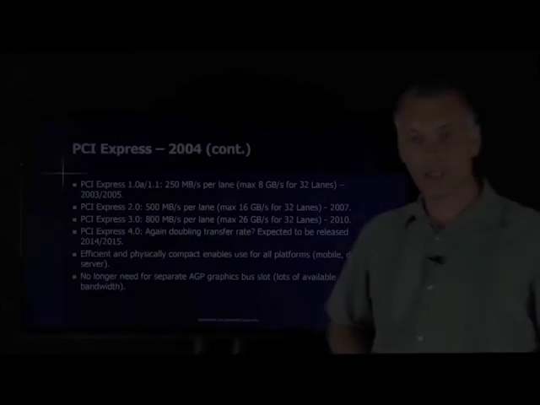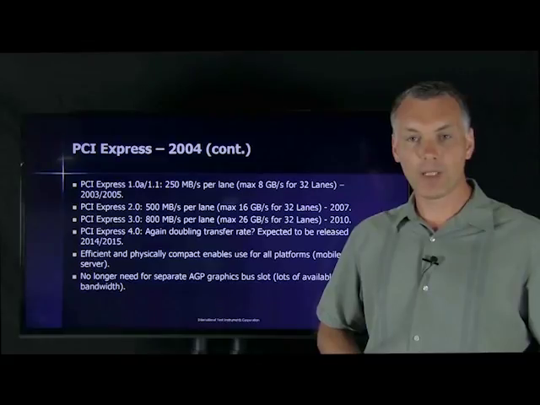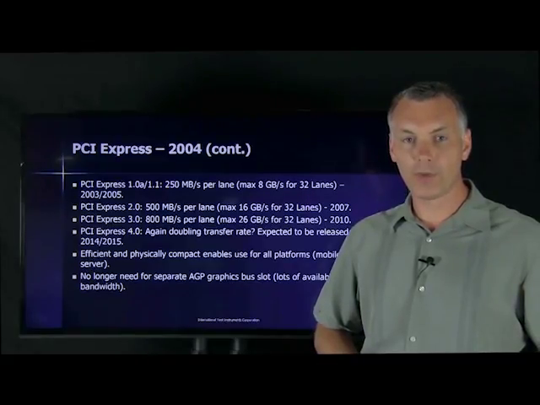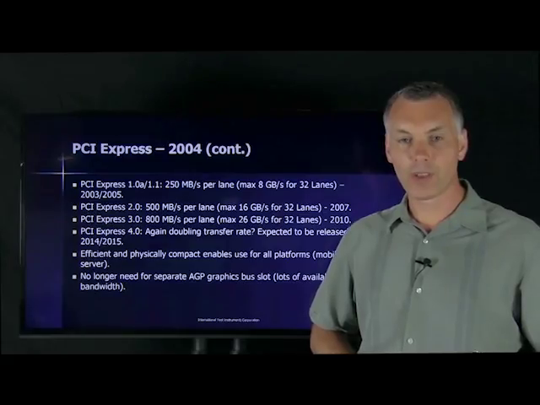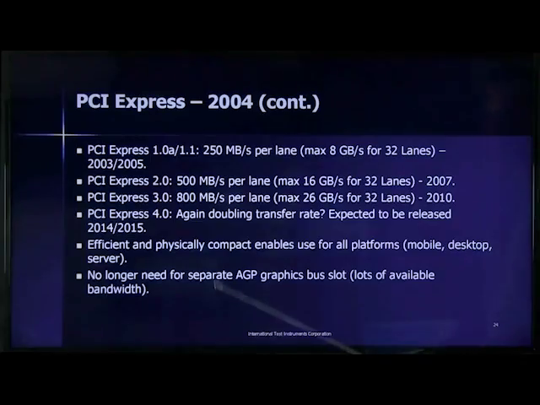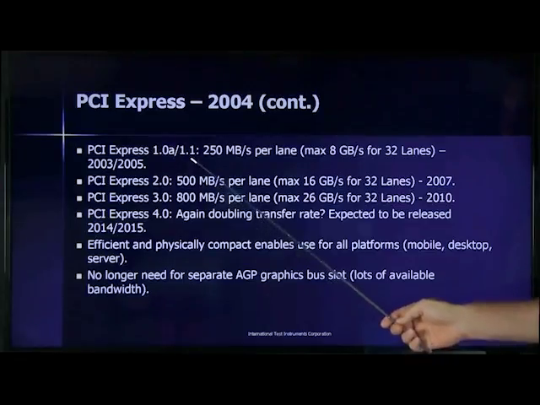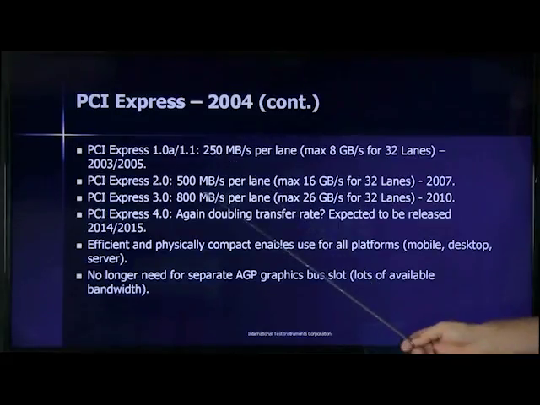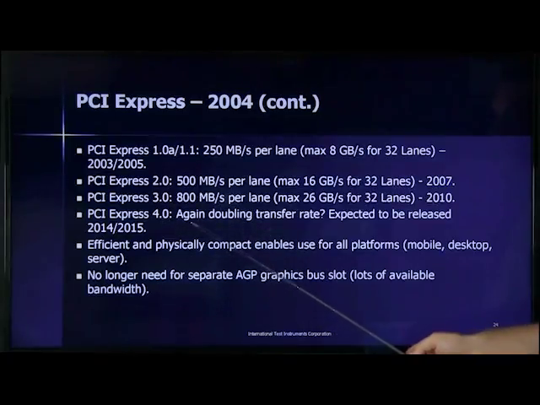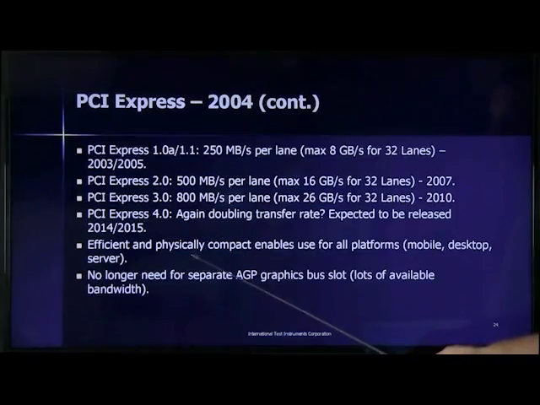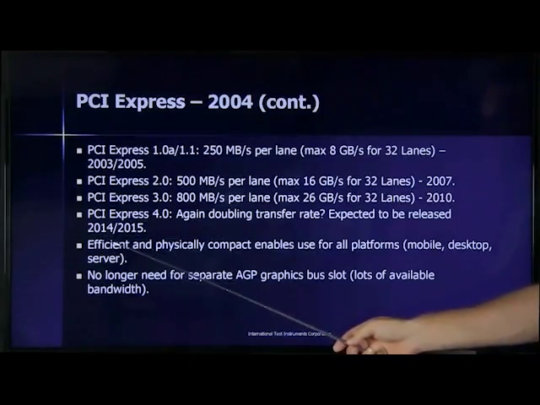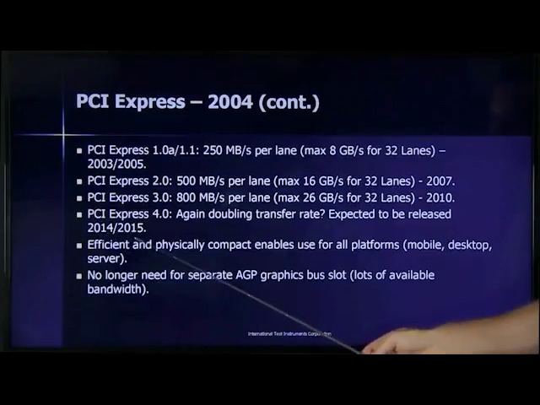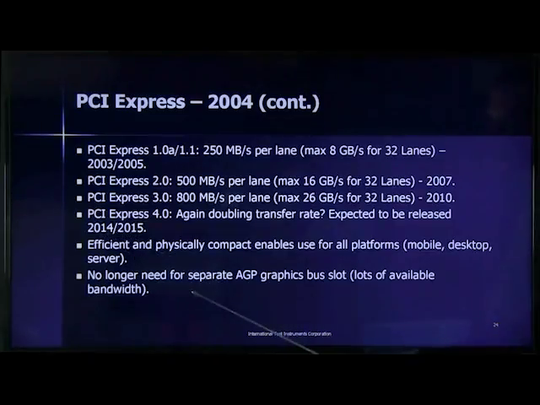And here we see some throughput numbers for the different versions of the PCI Express bus. So you can see here again that PCI Express Gen 1 had about 250 megabytes per second throughput. Gen 2, it doubled. Gen 3 almost doubled. Gen 4 is expected again to double. It hasn't yet been released. We're now in mid 2014, so it might be released later this year or early next year.